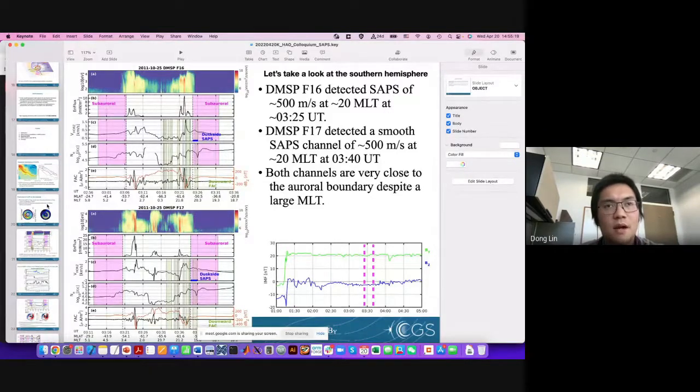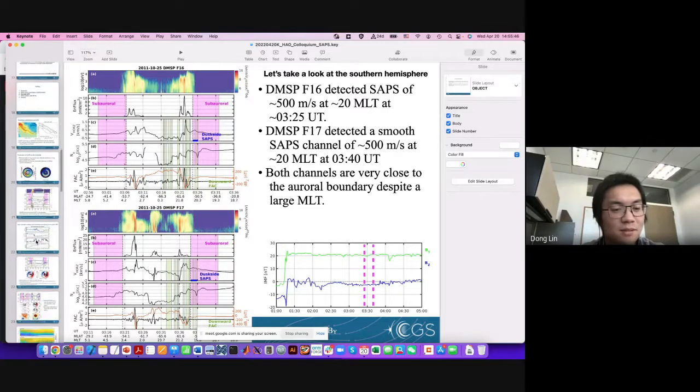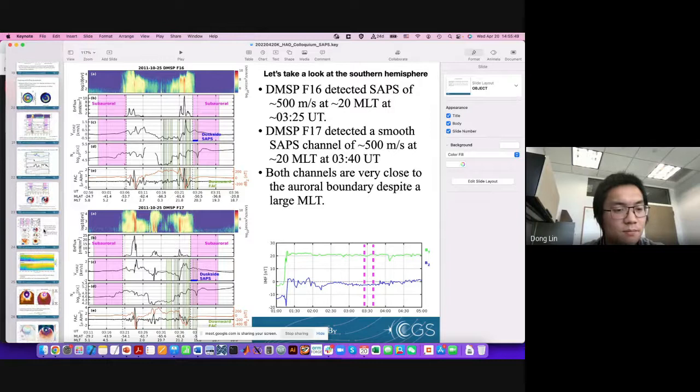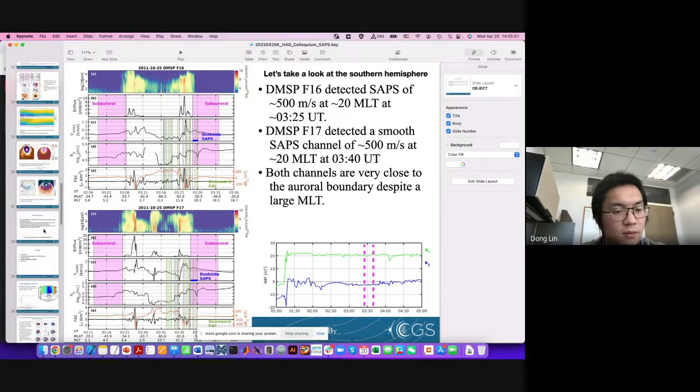There have been studies regarding the conjugacy of SAPS between the northern hemisphere and the southern hemisphere, but they are based on the assumption that it's fully equipotential. I think you can check out the paper by Burak Kunduri. Actually, Burak gave a talk a few weeks ago here at the colloquium. I believe he mentioned that a little bit. Okay, yeah.